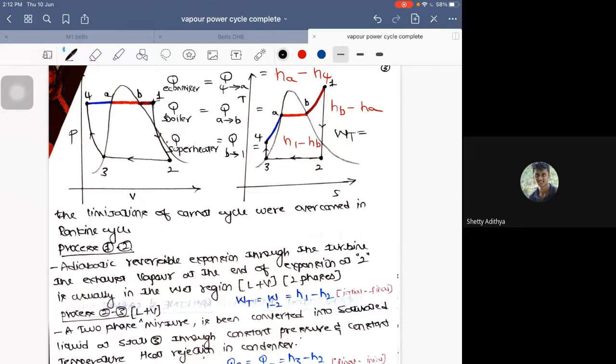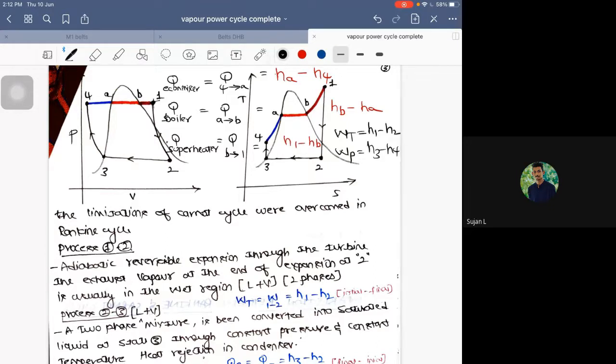Now, can anyone tell me how do I calculate work done in the turbine? H2 minus H1. For work it is initial minus final. So work done in the turbine is H1 minus H2. Very good. Can anyone tell me how do I calculate the pumping work? Initial minus final, so it is H3 minus H4.